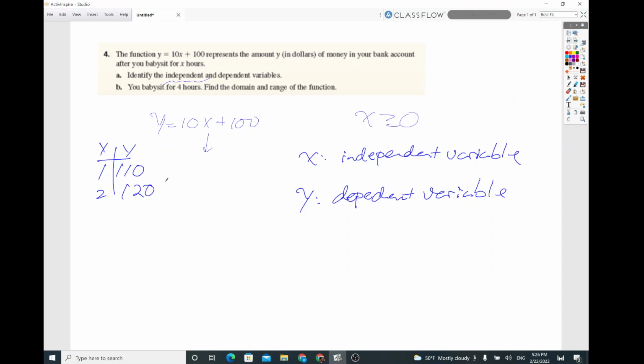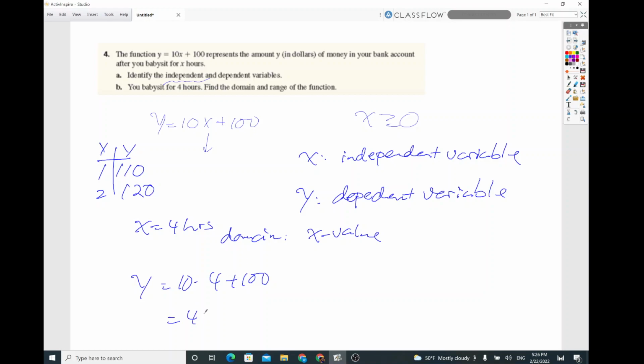Like that. And then for part b, you babysit for 4 hours, so find the domain and the range of the function. Just find the input value. So x would be 4 hours, and that would be the domain. Domain is just the x values. And then for y, plug in that 4 right there, so we get y equals 10 times 4 plus 100.